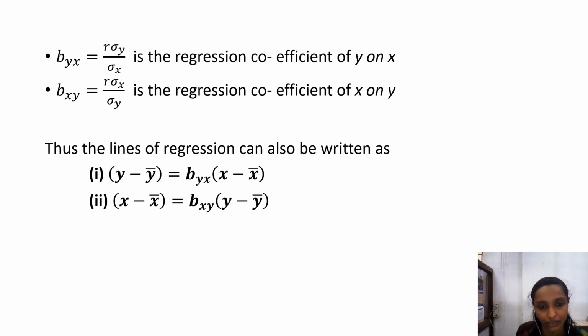Also, we can find the relationship between the correlation and regression coefficients. The correlation coefficient r is the geometric mean of the regression coefficients bxy and byx. That is, r is equal to the square root of bxy into byx.